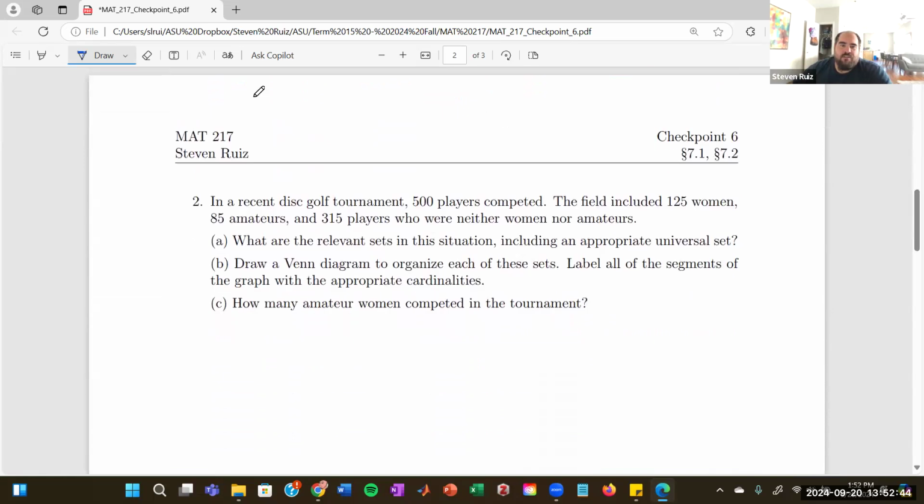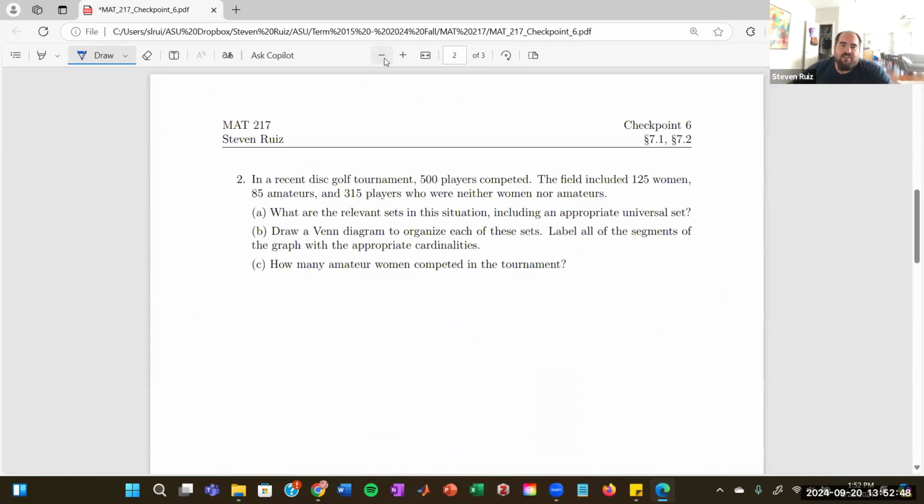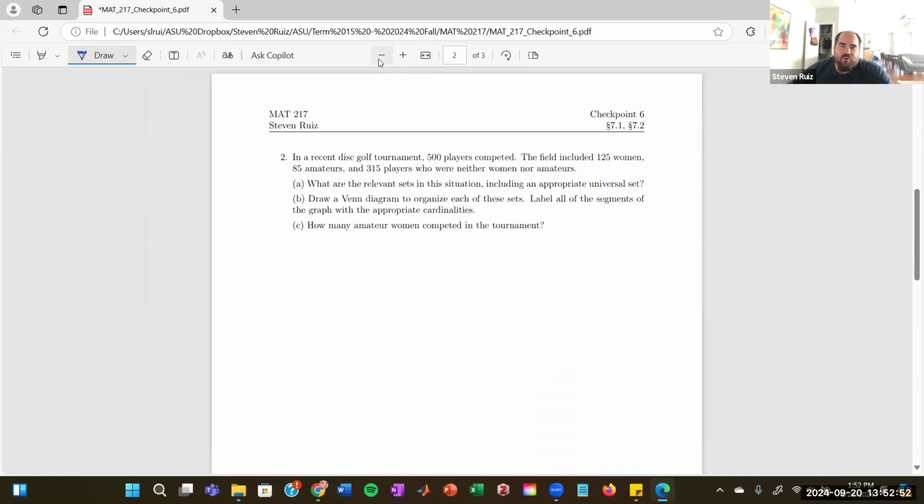Question two. So this is a big thing we're going to do with set theory. In these situations, we're going to try to organize things and figure out what the sets are, how many things belong to each set. And when we talk about how many things are in a set, the word we use for that is cardinality. So the cardinality of a set is defined as the number of elements of that set.